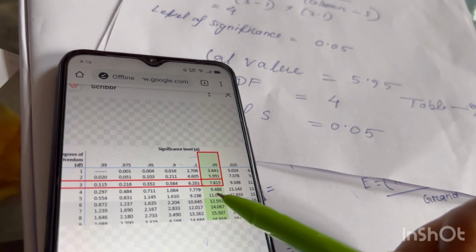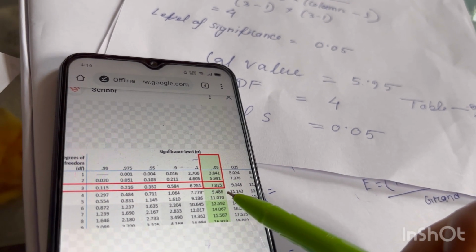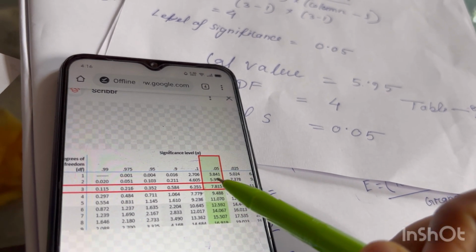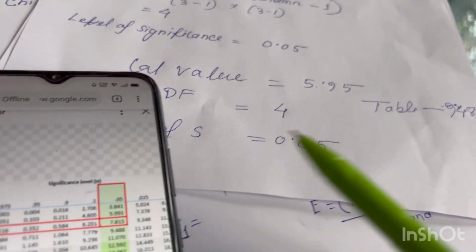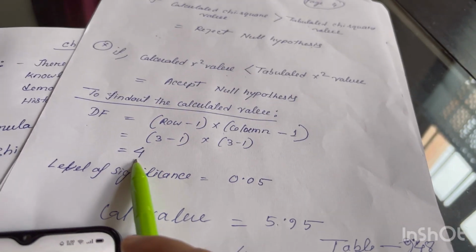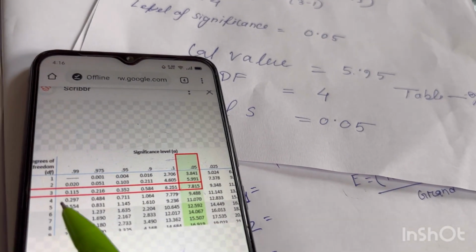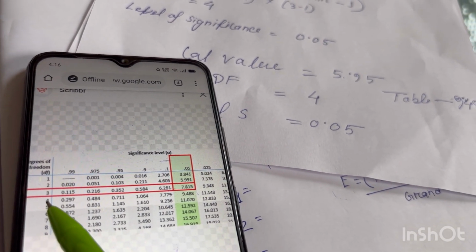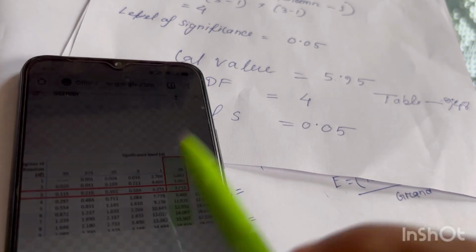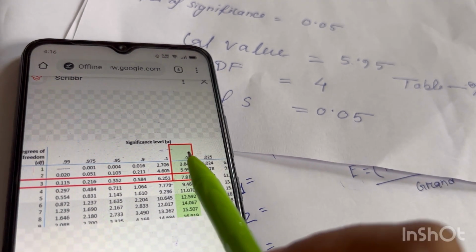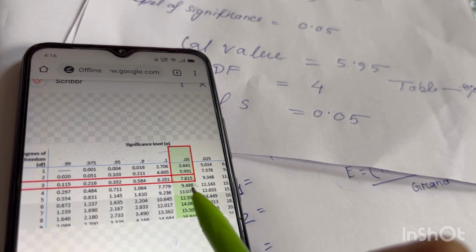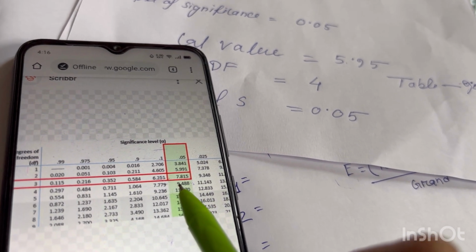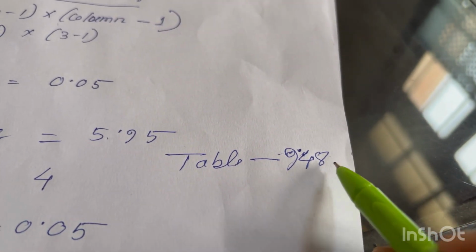You can see the tabulated value is 9.48. This is the 0.05 level of significance column, and our degree of freedom, by calculating, we got 4. So you have to see here, this is 4, right? You just go in this direction, and then under 0.05 you have to observe your tabulated data. The value is 9.48.